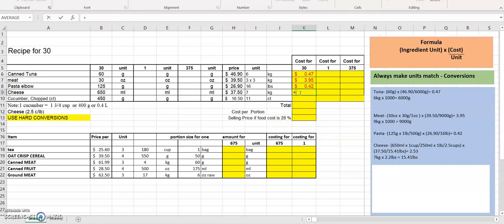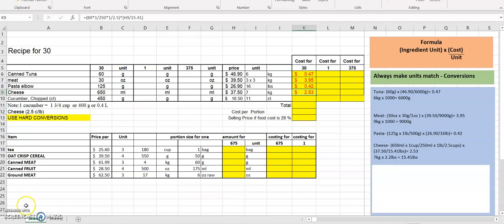When we input this into our chart, we have to be careful making sure we're copying exactly what we have down here. So again, we have our 650 milliliters multiplied by 1 cup for every 250 milliliters, so divided. And then again, multiplied by 1 pound divided by 2.5 cups, because 1 pound is 2.5 cups, as the weight equivalency told us. And then multiplied by our price, divided by our new 15.41 pounds. Alright, and we get the same price.